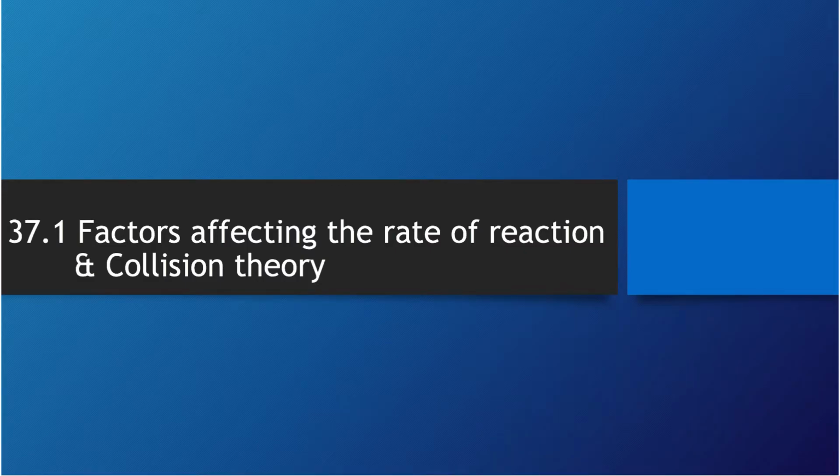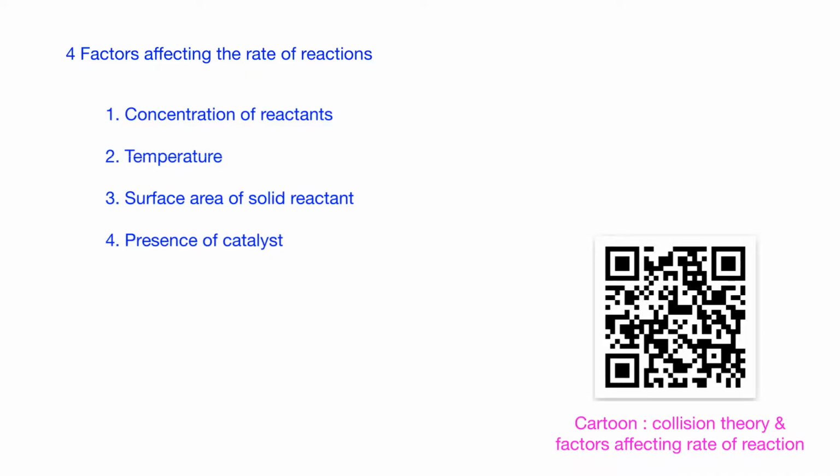In this video we're going to talk about factors affecting the rate of reactions and also explain what collision theory is. There are 4 factors affecting the rate of reactions. The first one is concentration of the reactants, then temperature of the reaction mixture, surface area of the solid reactant, and lastly, the presence of a catalyst.